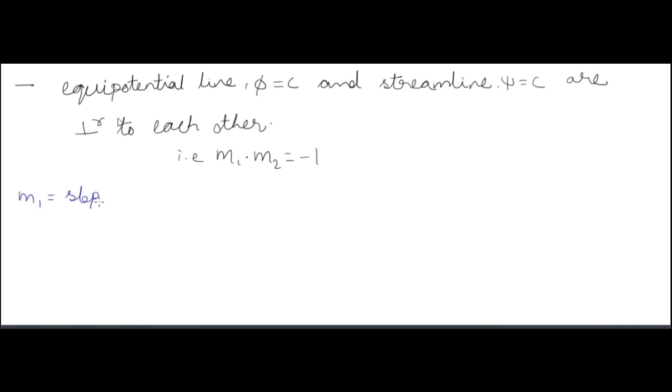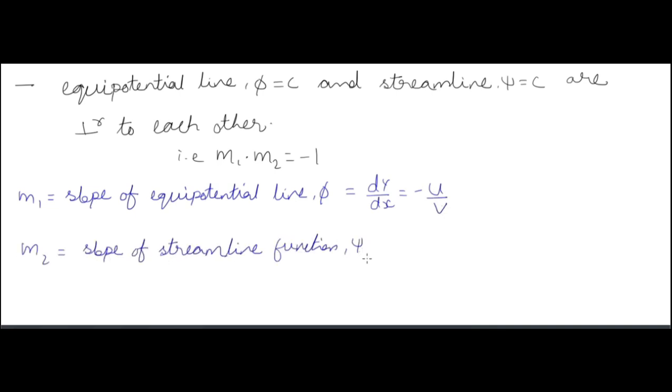So the slope of the equipotential line times the slope of the streamline function is equal to -1. Now m1, the slope of the equipotential line, is equal to minus u by v, and the slope of a streamline function is equal to v by u. Okay, u and v are, you know.